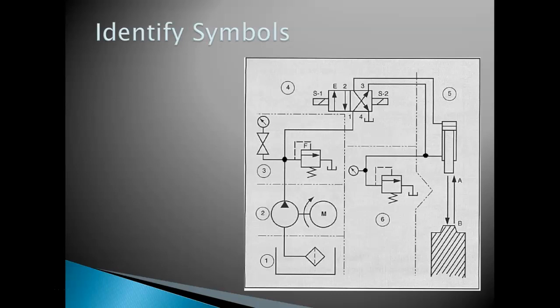It's your directional control valve. Specifically, it's a 4-2 with solenoid control. Okay. What is number 5? It is your cylinder. And what is number 6? It's another relief valve. Now, why do hydraulics need pressure relief valves?